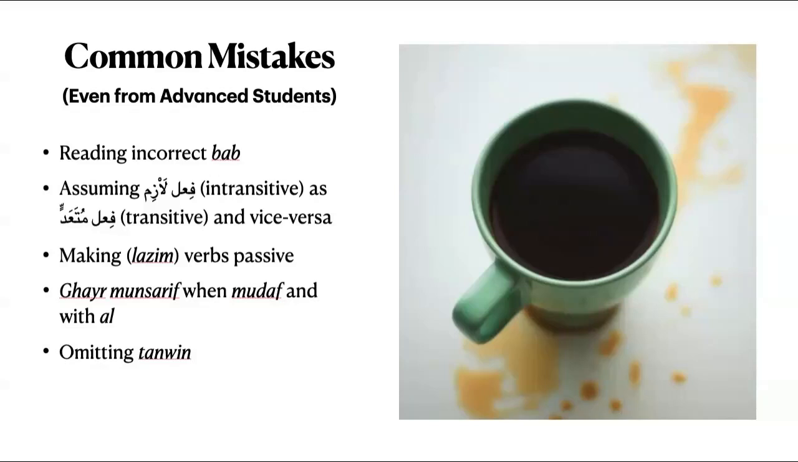And lastly, omitting tanween. The basis of nouns is that they should take tanween, unless you give them a reason not to. Those are three main reasons. If the word is mudaf, if the word has alif lam, and if the word is غير منصرف. In those three cases, you don't give it tanween. If it's mudaf, has alif lam, or is غير منصرف. Otherwise, give it a tanween. This often happens at the end of sentences.